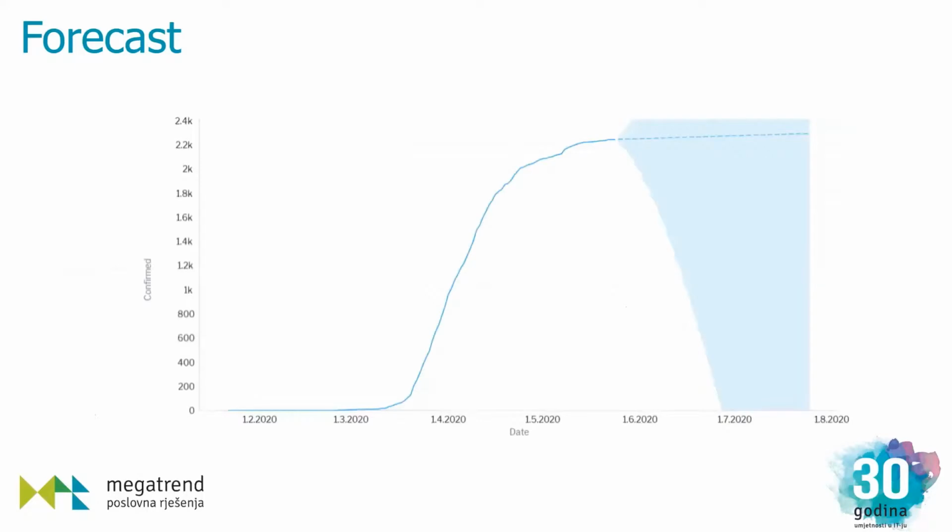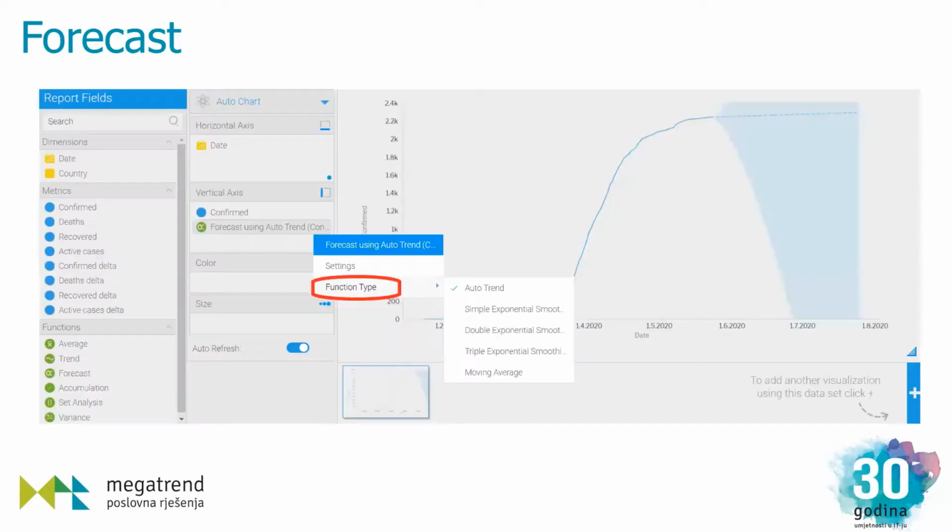Okay, and here we can see the result. The dashed blue line is forecasted value for the period of 1 month, which is the default value. And the blue area is the 95% confidence interval. The method Yellowfin used to forecast this is auto-trend. We have an option to choose between several other methods like simple exponential smoothing, double exponential smoothing, triple exponential smoothing, and moving average. And those are all methods used in time series analysis.